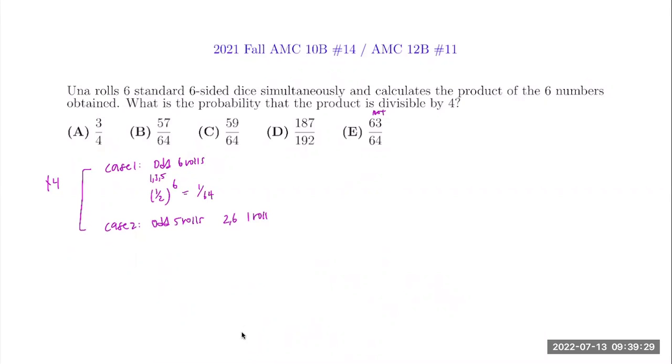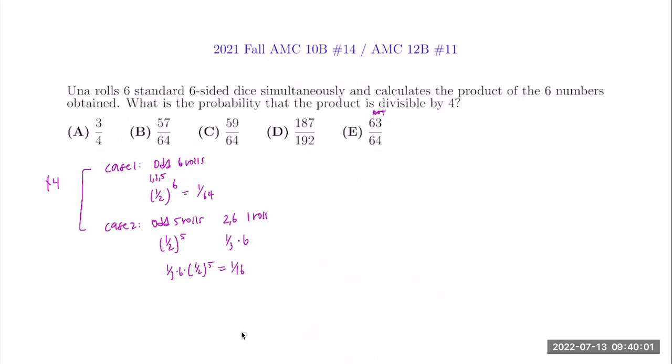And then we have our second case, which is 5 odd rolls, and then one roll that is either 2 or 6. So first, our probability of rolling a 2 or a 6 is 1/3. And that roll can happen in any of the 6 rolls. So we multiply that by 6. And then for the rest of the 5 rolls, we have 1/2 to the power of 5. So ultimately, this product, 1/3 times 6 times 1/2 to the power of 5, will end up being 1/16.